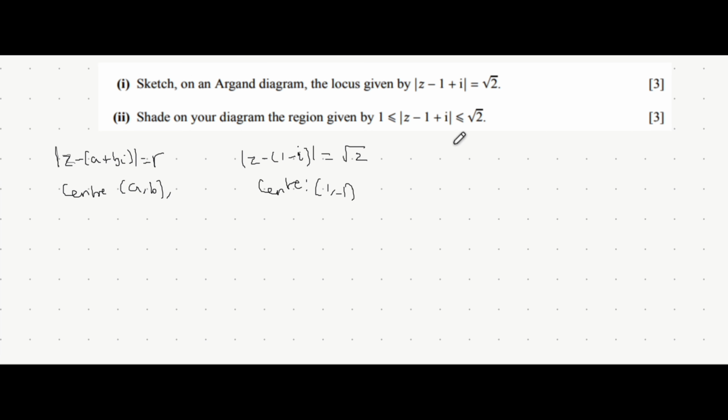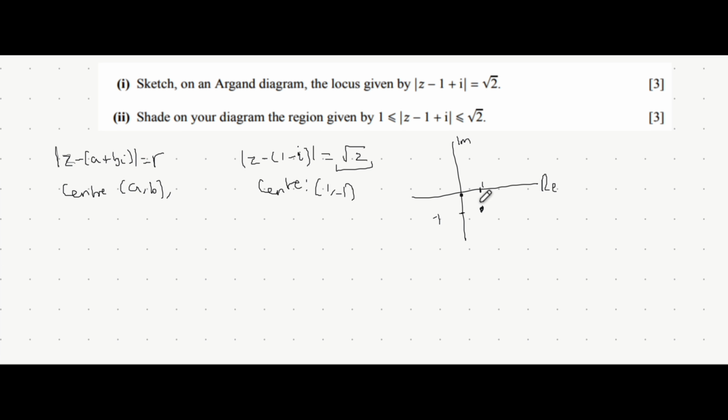When we sketch an Argand diagram, we say the x-axis is the real axis and the y-axis represents the imaginary axis. If our center is (1, -1), that's 1 along the x and -1 across here. So let's write that out very briefly. And you have to be very careful here because there's a specific radius of √2. That tells you that it's going to cross through the origin.